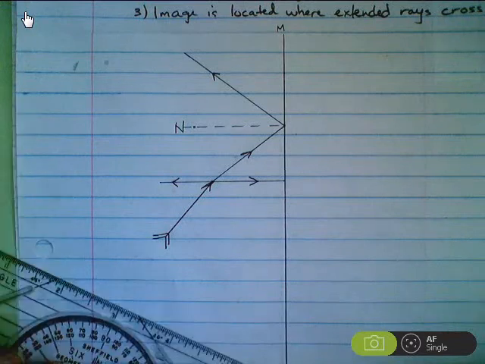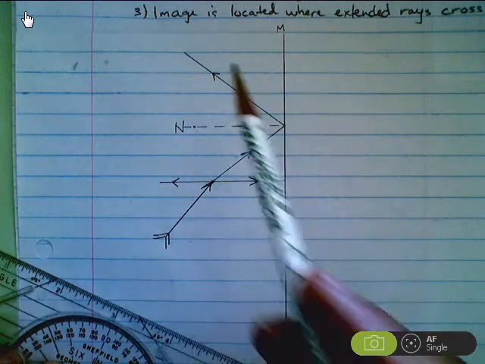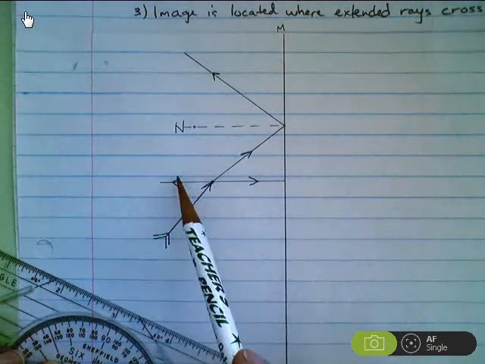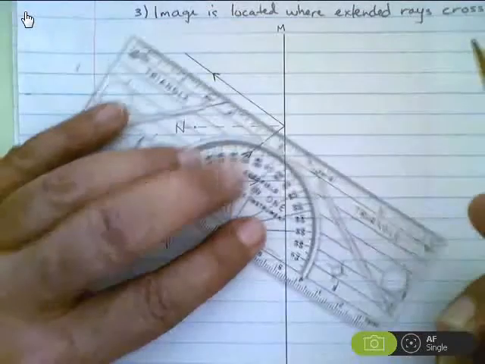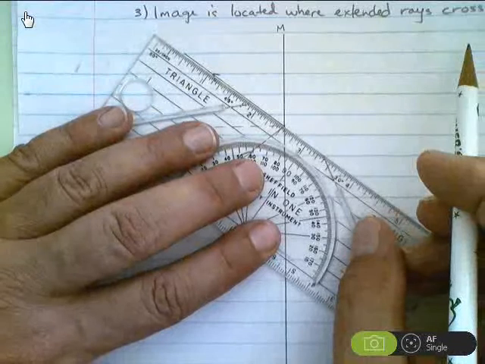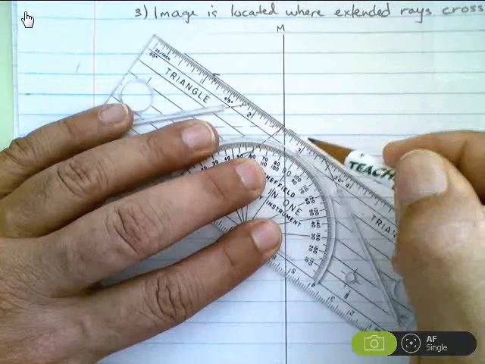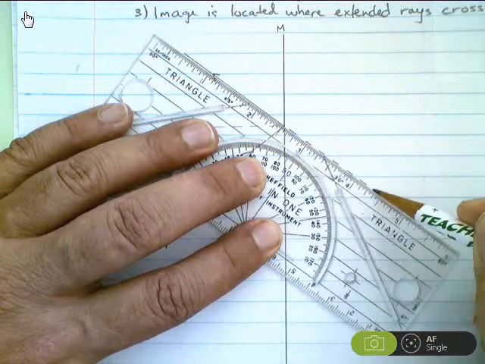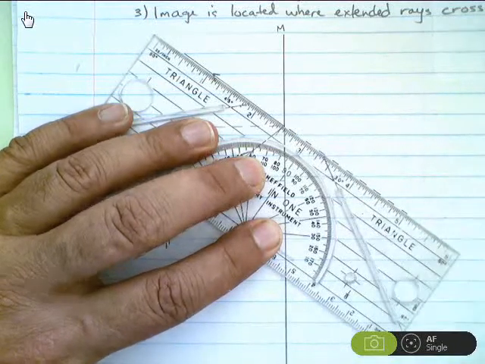Now, the next thing that we need to do is extend the reflected rays behind the mirror. Well, here's a reflected light ray. This is a reflected light ray. So we're going to line up our ruler protractor with this reflected light ray. Make sure it's the reflected one, and we're going to extend it back behind the mirror. I'm using a dashed line again.